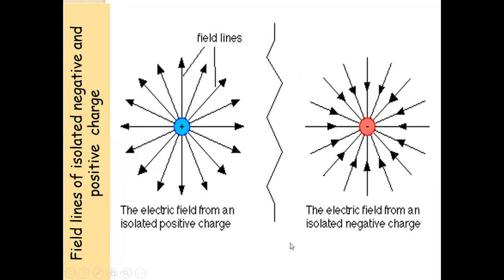Okay, now the field lines of an isolated negative and positive charge. You can see that you are going to draw the field lines for the positive charge. The arrows are pointing outwards, that is, the field is originating from the positive source, and for the negative the arrows must be pointing inwards as the field is going into it or terminating over here. So this is the electric field for an isolated positive charge, and this is for an isolated negative charge.